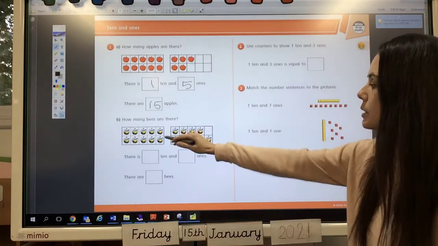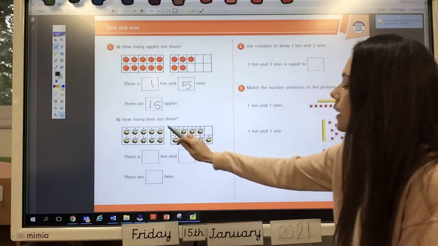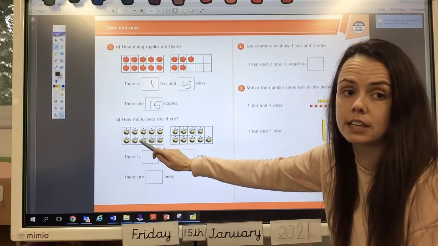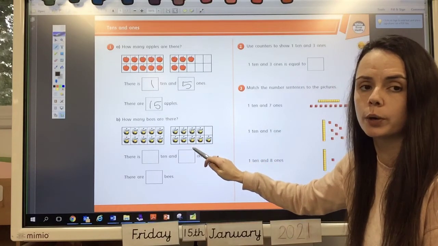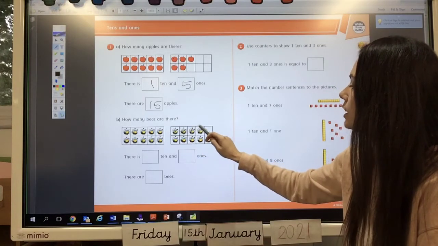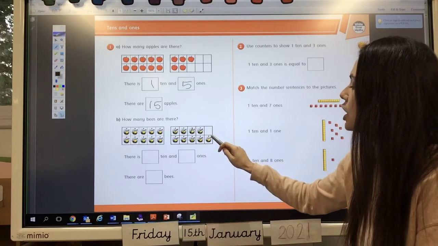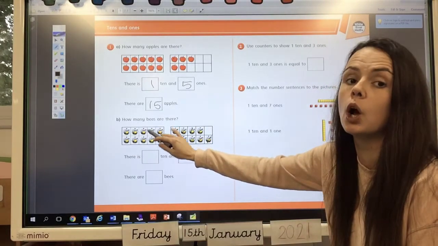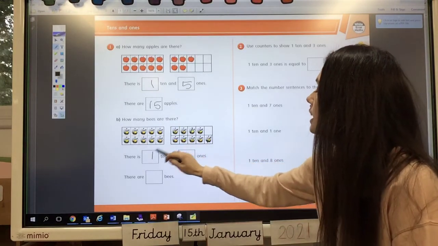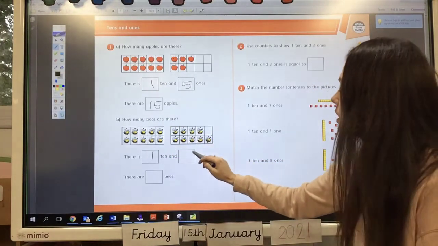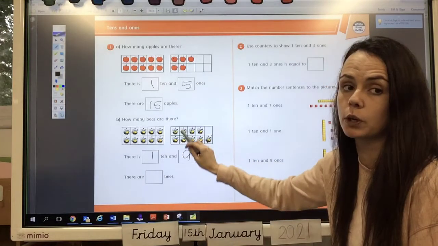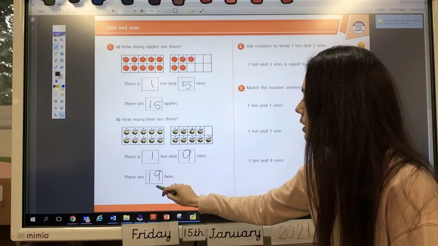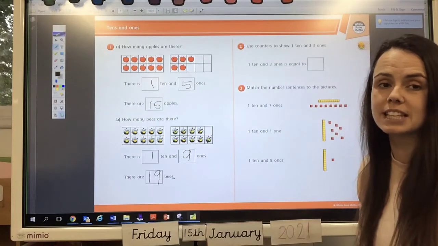Great work. Now we're down here looking at the bees. So how many bees are there? So we know we've got a complete 10, so that's 1 ten. This side, how many ones have we got? Let's count. 1, 2, 3, 4, 5, 6, 7, 8, 9. So 9 ones. So there is how many tens? 1 complete 10. And how many ones? There was 9. Well done. So how many bees have we got in total? We've got 1 ten and 9 ones. So we've got 19 bees in total.